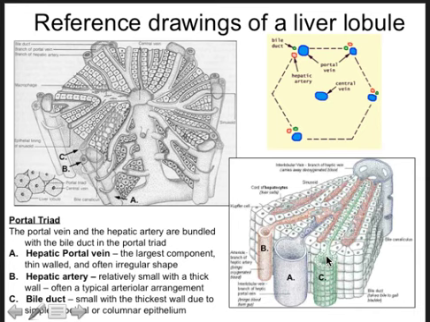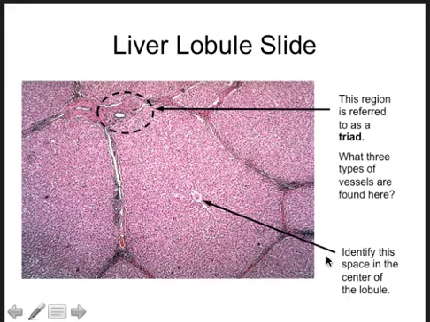Okay, next question. This region is referred to as a triad. You can see it here. Okay, what three types of vessels are found in this region? And the answer is a bile ductule, a branch of the hepatic portal vein, and a branch of the hepatic artery.